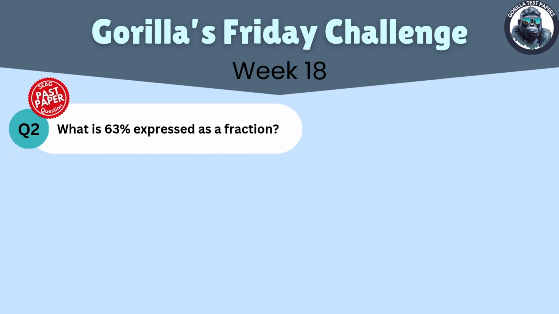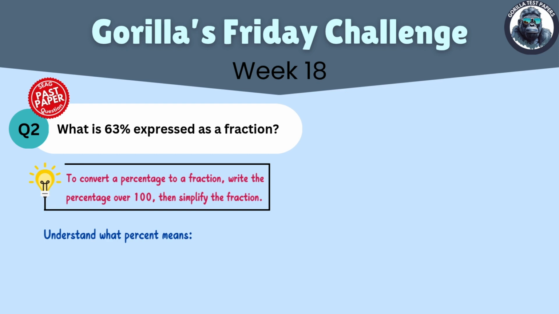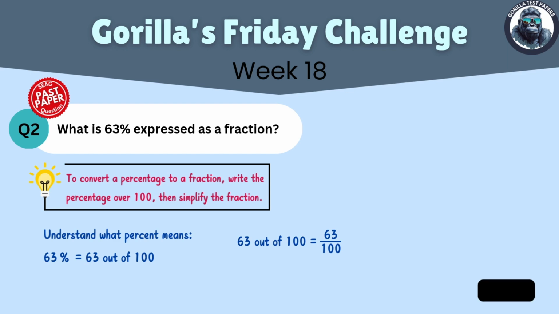Alright, let's get into it. The learning point for this question is that to convert the percentage to a fraction, write the percentage over 100 and then simplify if possible. So first we need to understand what percent means. For example, 63% means 63 out of 100. So all it means is out of 100. So this means that we can write this as a fraction. So we can do 63 over 100. So therefore 63% as a fraction is 63 over 100. This is the answer for this question.